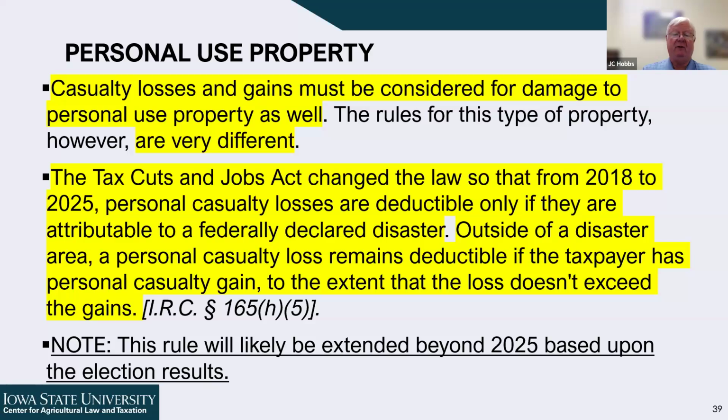But if some insurance proceeds were paid to you that resulted in a gain, then you're allowed to reduce the gain that would be taxable by the loss that occurred. Then you get to take the deduction for that, so you don't pay tax on the whole bit. Note, this is likely to be extended beyond 2025, based upon the results of our recent election.